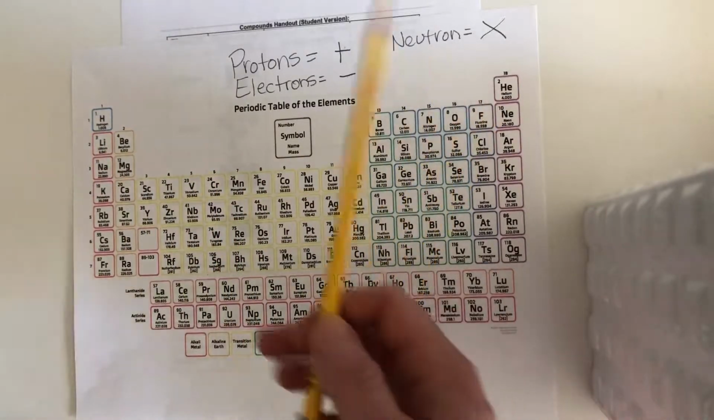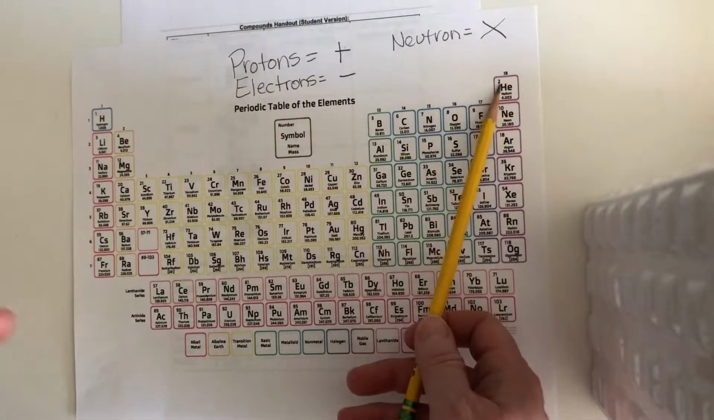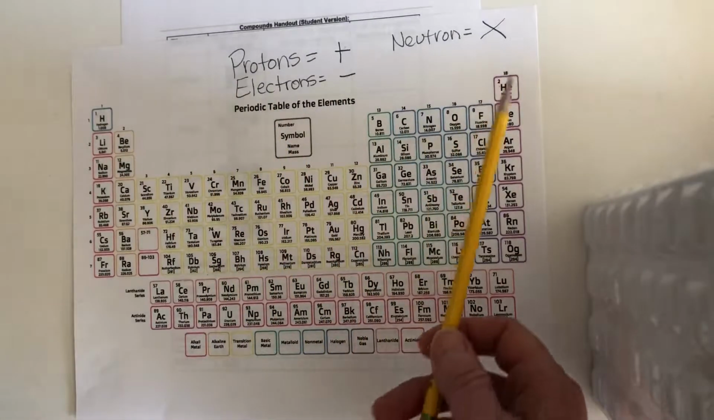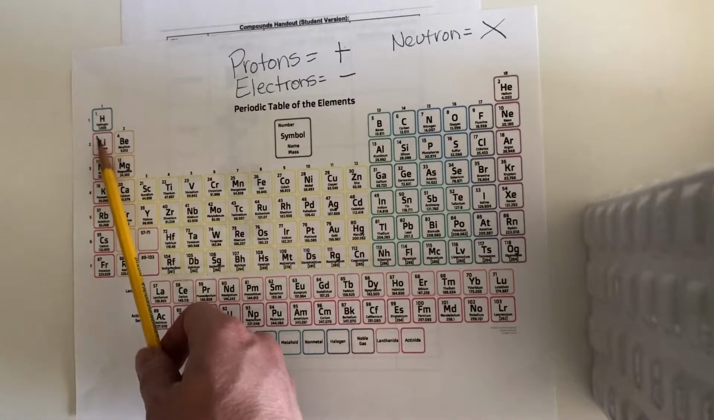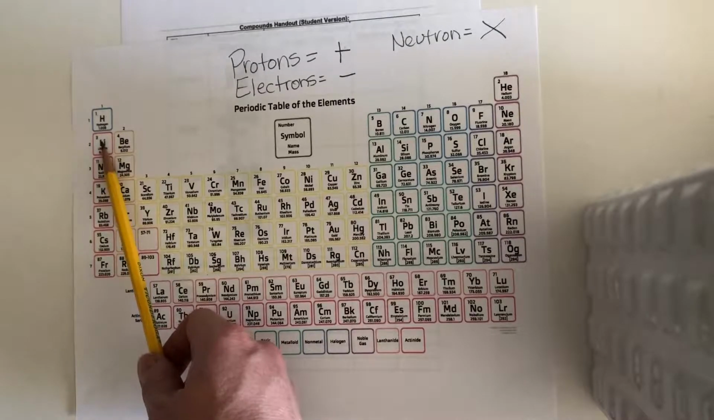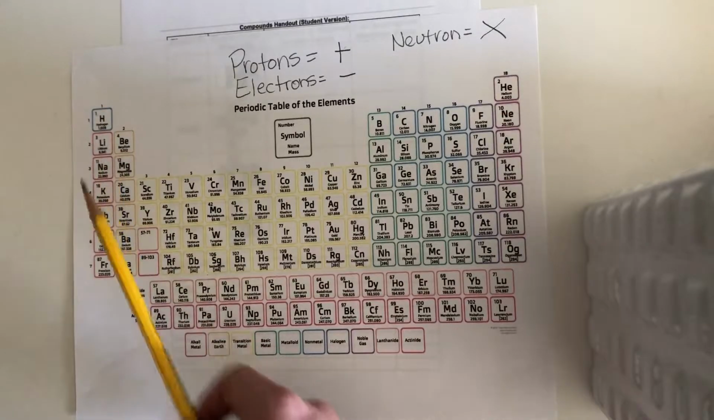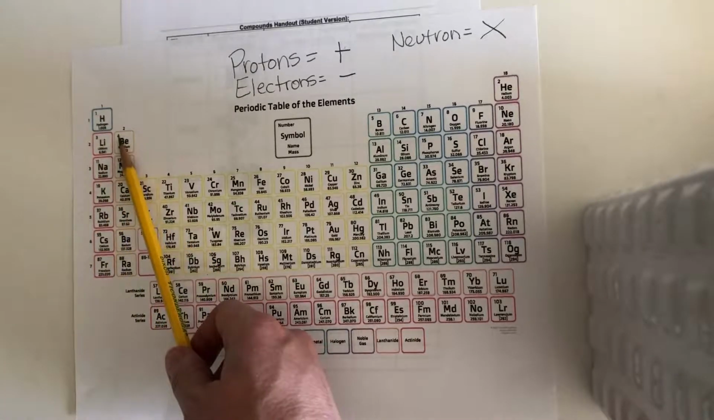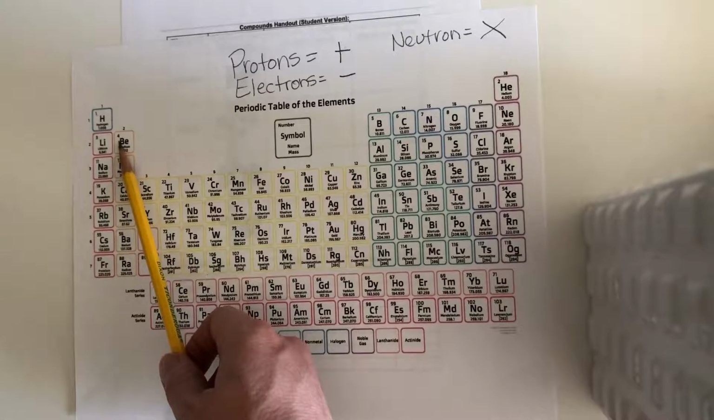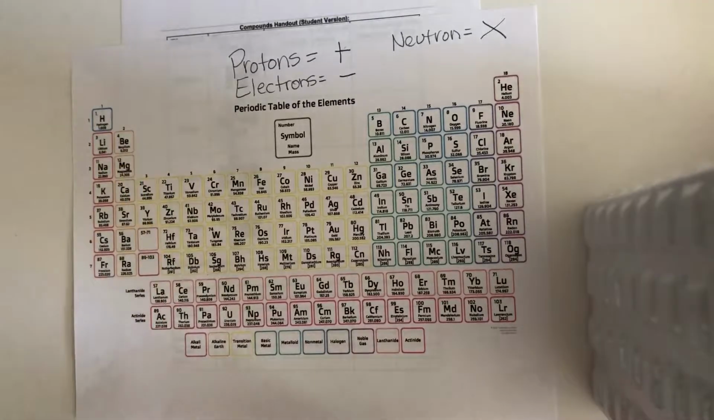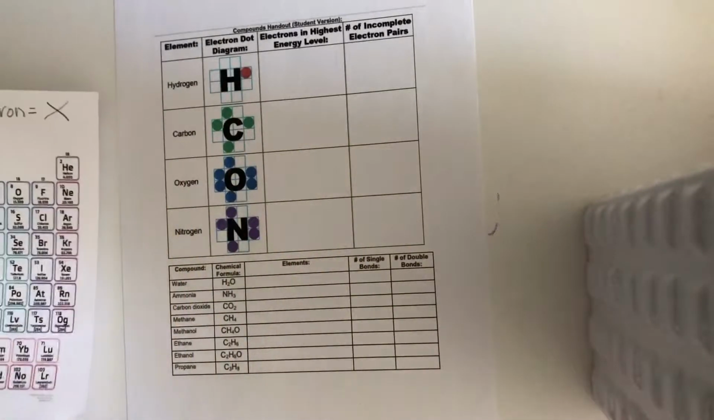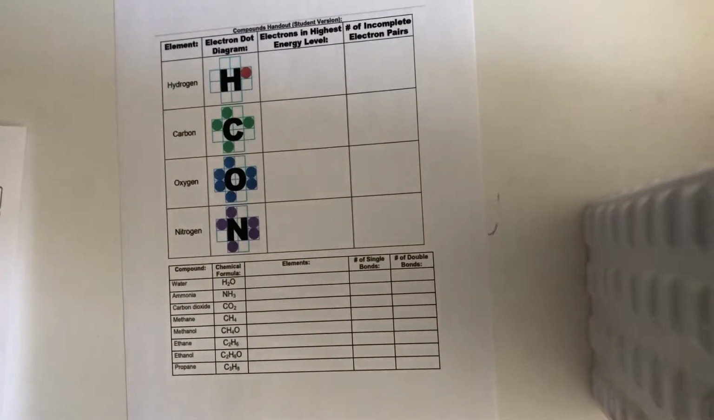Helium has a 2, so it has 2 protons, so it has 2 electrons. Lithium has 3 protons, so it has how many electrons? 3, right? And beryllium has 4 protons, so 4 electrons. So here on your worksheet, you are going to have the challenge of trying to draw what these look like. So I want to help you do that.